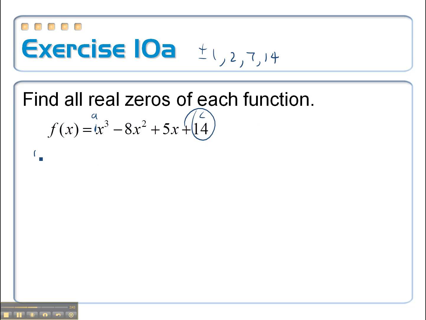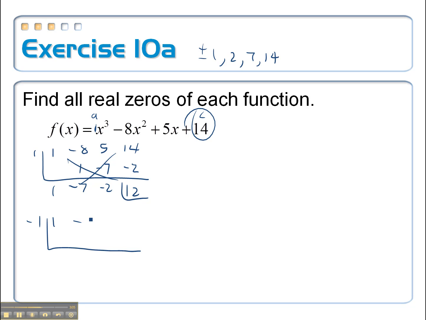So, just like before, start with a 1. 1, negative 8, 5, 14. Bring down the 1, negative 7, negative 7, negative 2, multiply, negative 2, 12. That doesn't work. So let's try negative 1. 1, negative 8, 5, and 14. Bring down the 1, negative 1, add it, negative 9, multiply, positive 9, gives us 14, and magically this one does work.